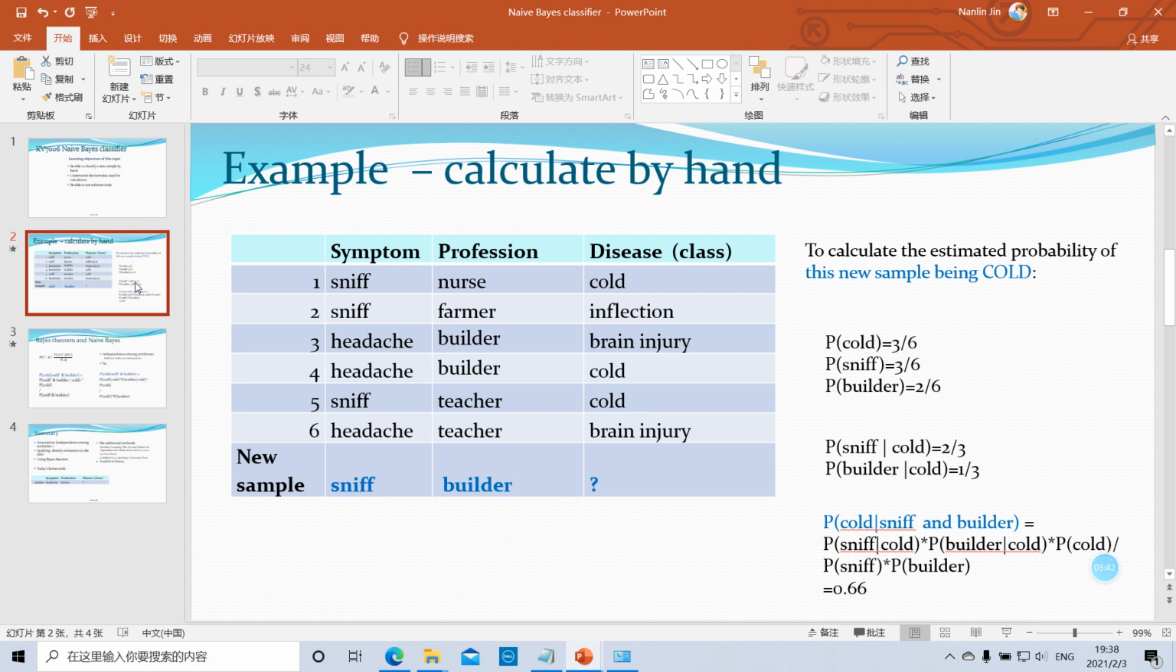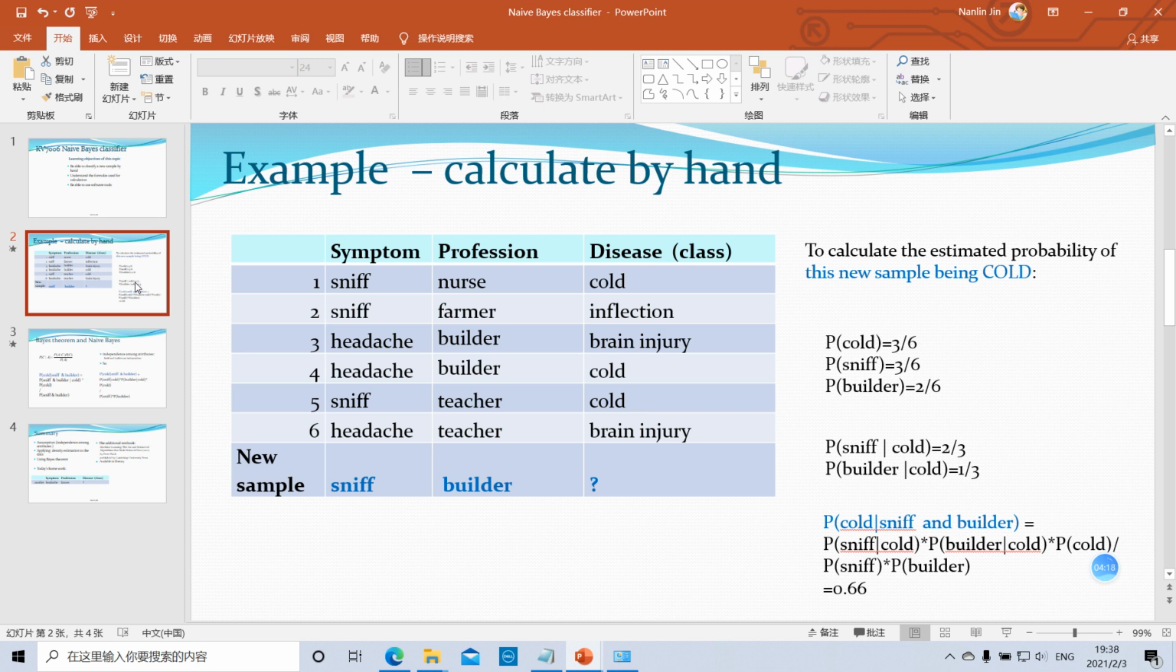Okay, so I'm giving an example on your right-hand side. In this case, we only calculate the estimated probability for this sample having the class of cold. However, the same principle can be applied to infection and brain injury. So you could practice later on. I will give you homework later on to practice the probability.